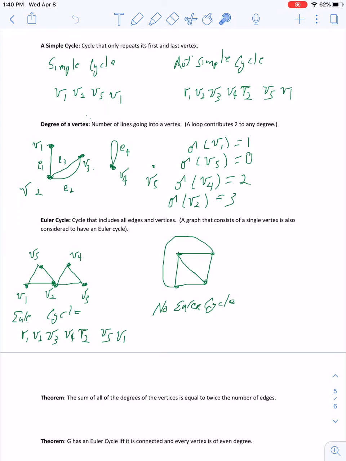Now, in the next video, we're going to explain why this graph, which by the way is K4, does not have an Euler cycle. I claim there's no cycle that you can come up with that goes through every edge and every vertex. And the reason is you would have to repeat an edge. But like I said, we're going to talk about that in the next video.